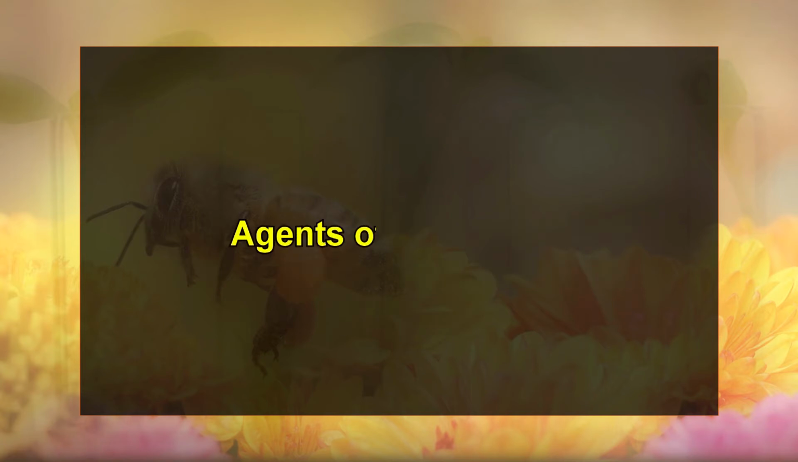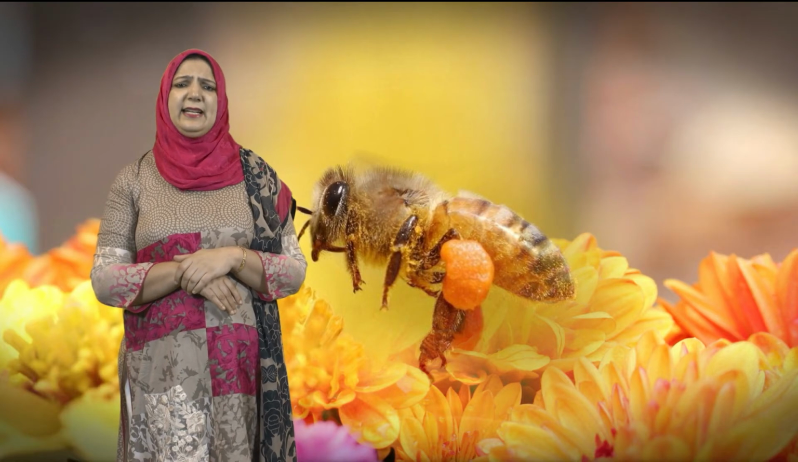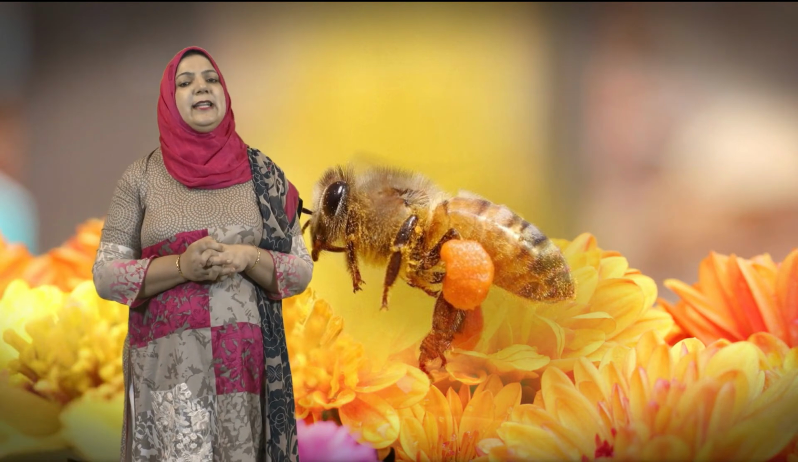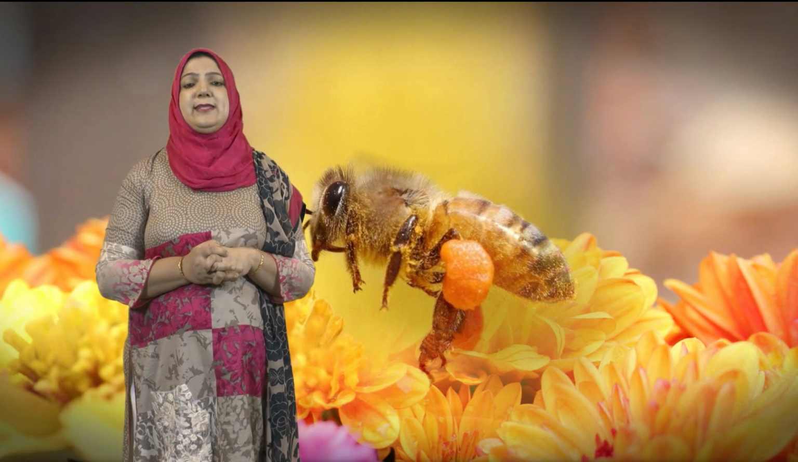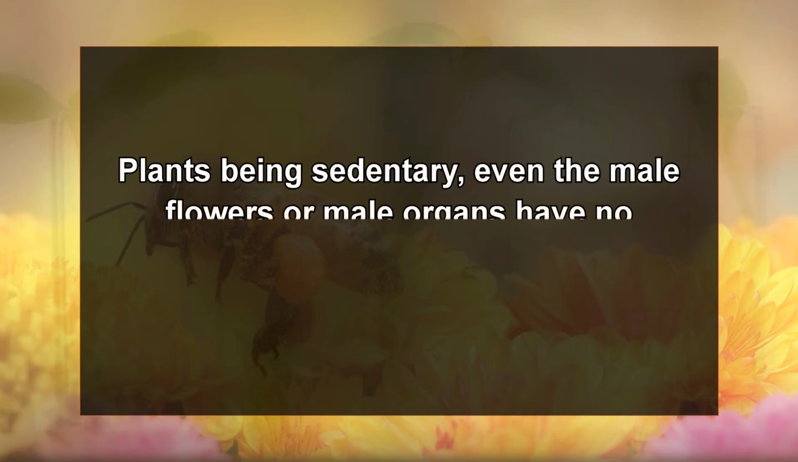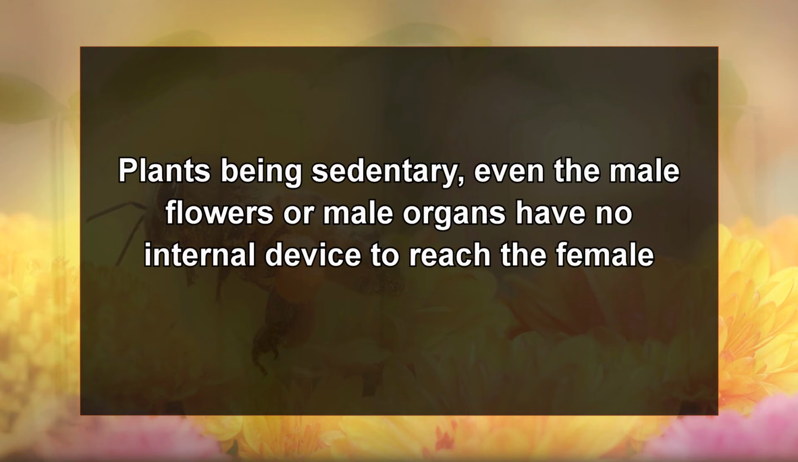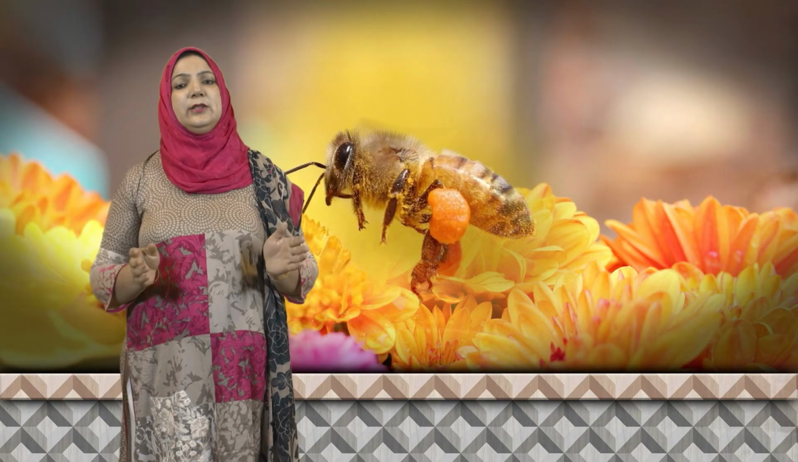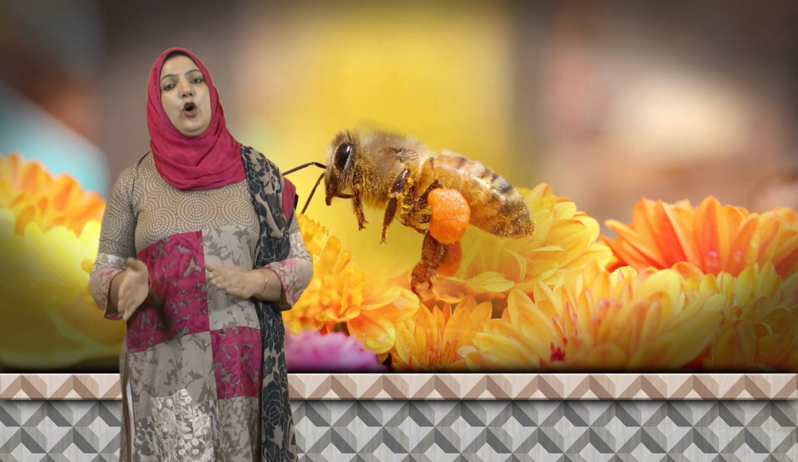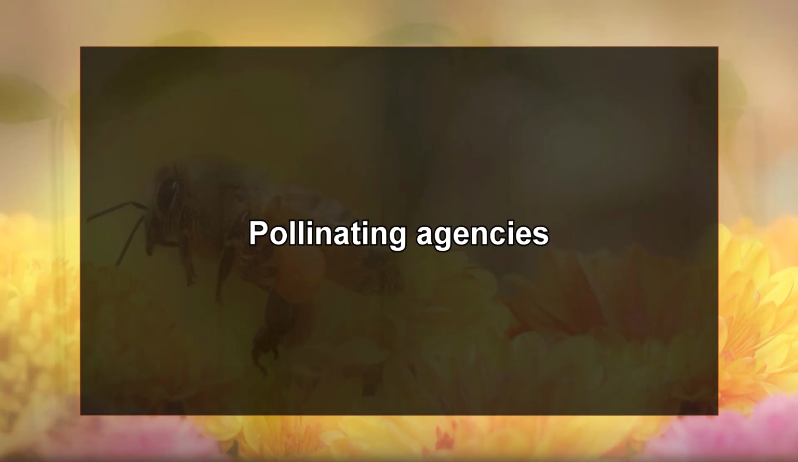Now, we come to the last part of this lecture, that is the agents of pollination. We know that sexual reproduction in animals is brought about by the active participation of the male and female individuals which move towards each other for bringing about the same. Plants being sedentary, even the male flowers or male organs have no internal device to reach the female organs in another flower. For this, they are dependent on some external agency which mostly transfers pollen grains from the male parent to the stigma in the female parent. These are known as pollinating agencies.